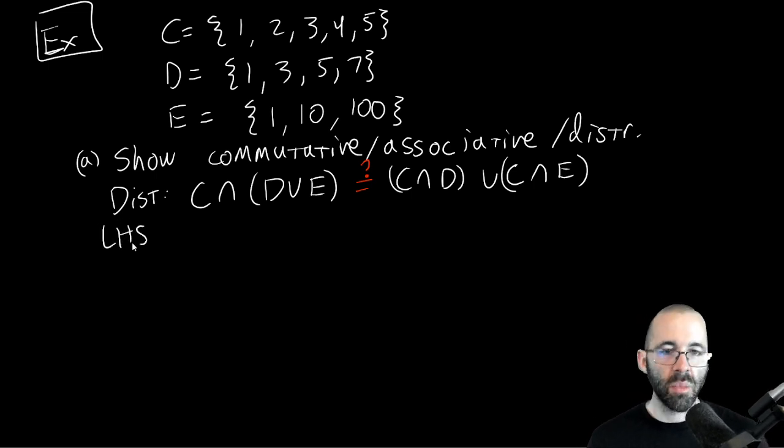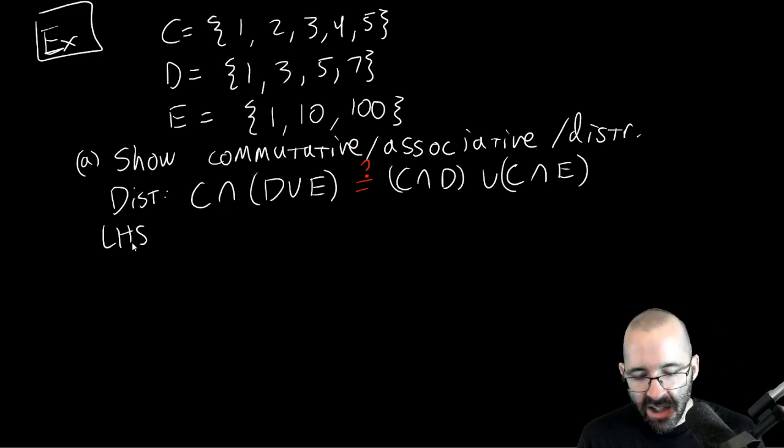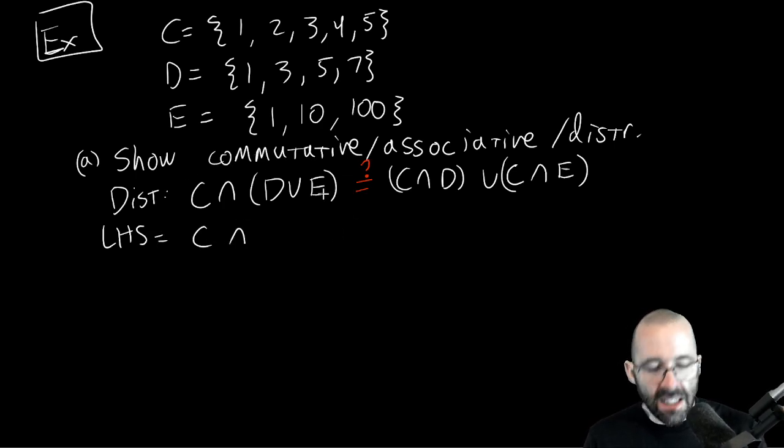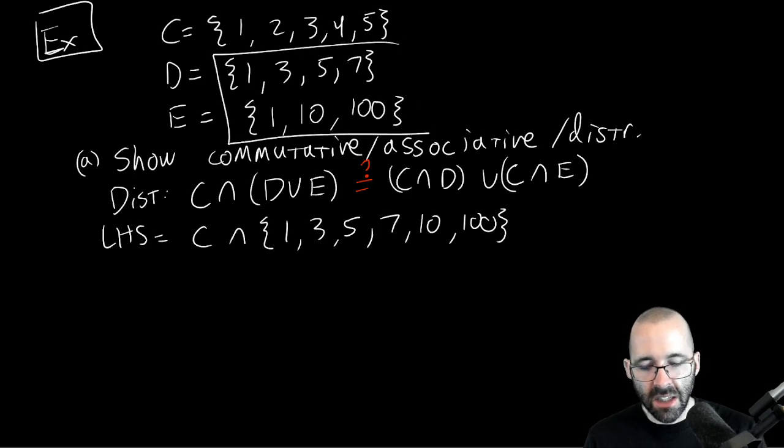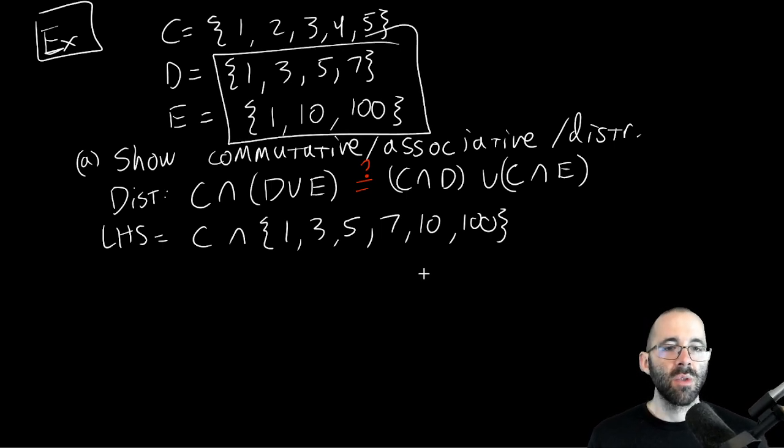So we always do our good proof writing. We don't assume what we want to prove, right? We start with one side and we show it equals the other side. So what is that left-hand side? Well, that's C intersected with, what's D union E? D union E is what is in one or both of them. So it's going to be 1, 3, 5, 7, 10, and 100. That's what happens when we combine these two sets. We never write duplicates.